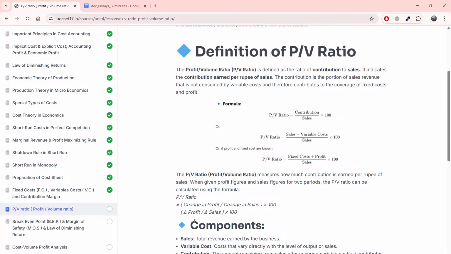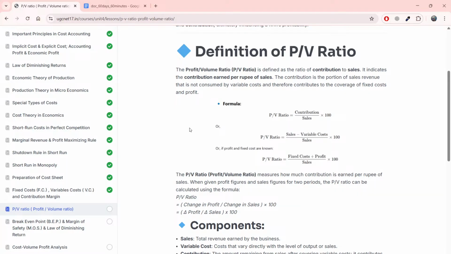The PV ratio measures how much contribution is earned per rupee of sales. When given profit figures and sales figures for two periods, the PV ratio is change in profit upon change in sales into 100. Change in profit upon change in sales into 100, it is that easy, see.